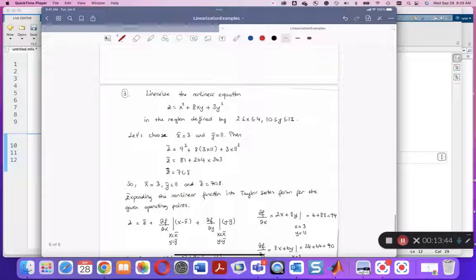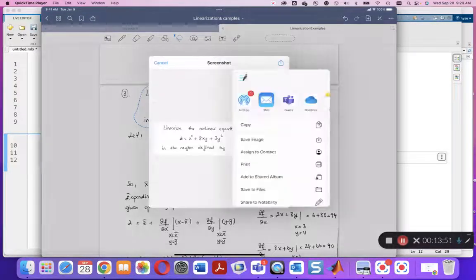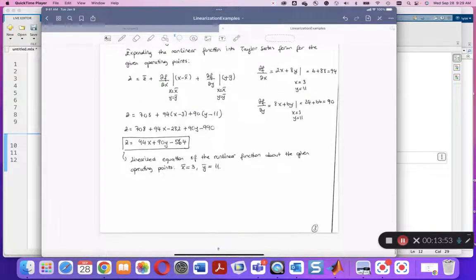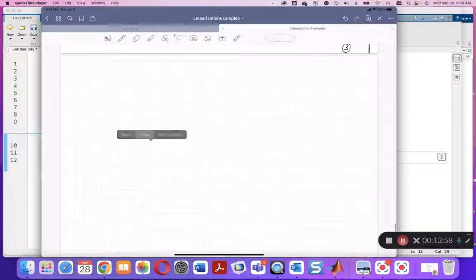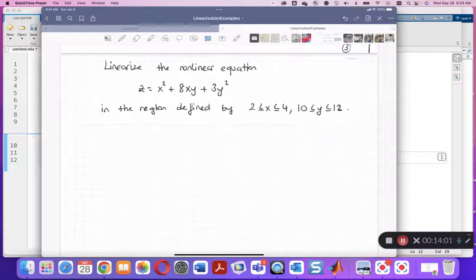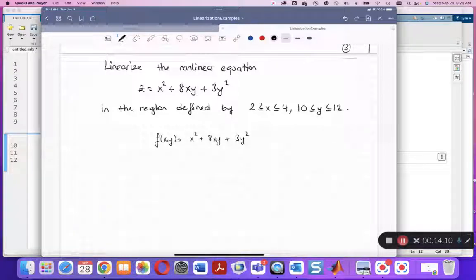Next, let's solve the last example here, which is also a two-variable equation. We will be trying to linearize the equation for a given range, but don't forget, if you're given a range, please just take the midpoints. So here is my equation. You have z, which is a function of x and y, given by x squared plus 8xy plus 3 times y squared. And the nominal value of x, which is the midpoint here, is 3, and y bar will be equal to 11.